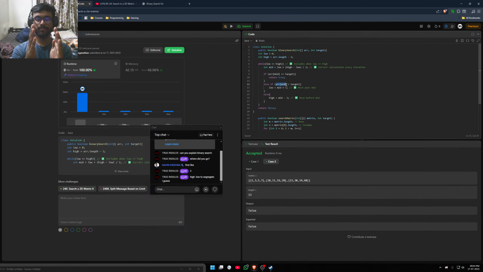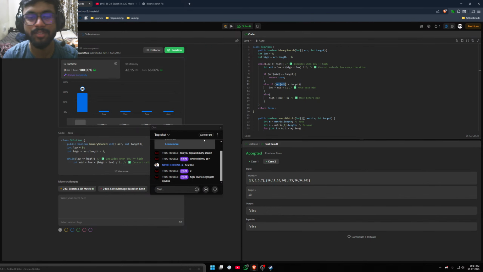Again we are checking if the target is at the mid, then we return true. If it's lesser than the mid, then we do this again. If it's lesser than the mid, we don't need the right part, so we have to change the high to the mid, and just get the smaller part, right? So you find how it works.